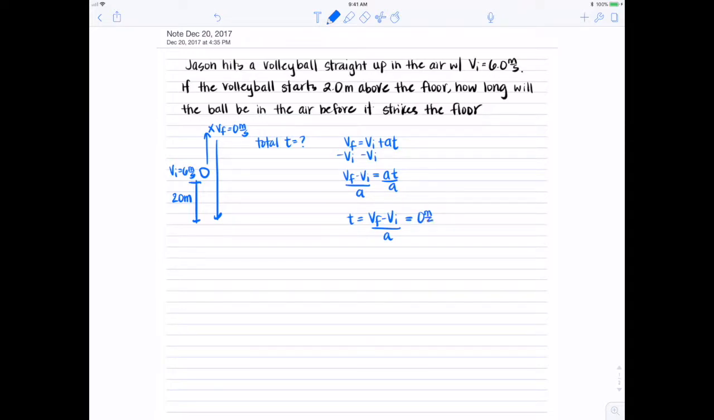V_f is 0 meters per second. V_i, I made up positive and down negative. V_i is positive 6.0 meters per second, and a is negative 10 meters per second squared. So that gives me 0.6 seconds. So from the time the ball is released to the peak here, this takes 0.6 seconds. Which means from the peak back down to the initial starting point also takes 0.6 seconds, at which time the velocity here is negative 6 meters per second.